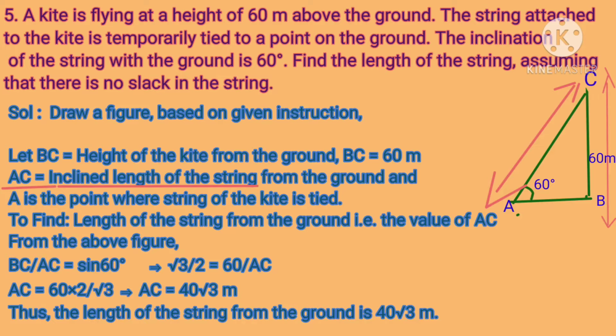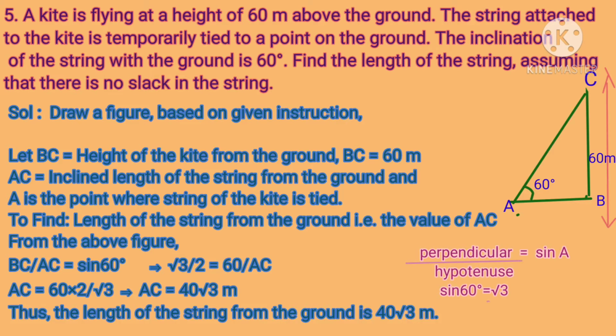So we will write sin 60 degrees equals BC by AC. BC is given here, so we will put the value of BC, and BC by AC is perpendicular by hypotenuse, so put the values here. Sin 60 degrees is root 3 by 2, and BC is 60 by AC. So we will get AC equal to 40 root 3 meters.